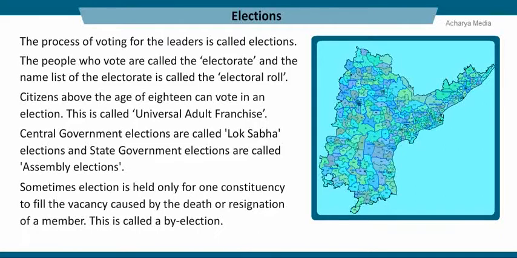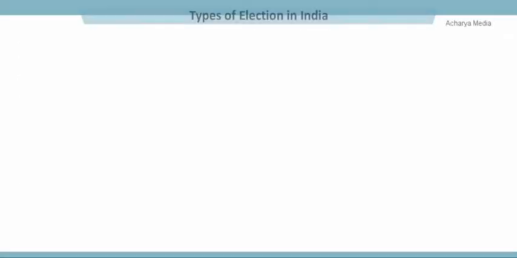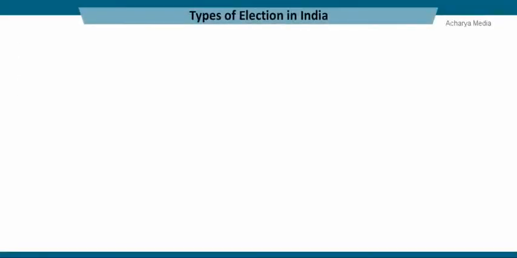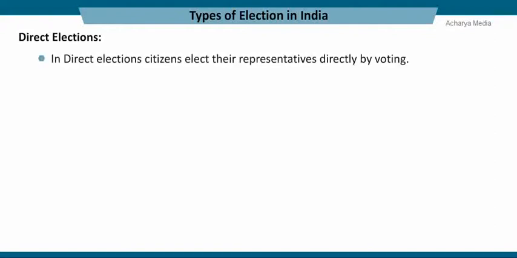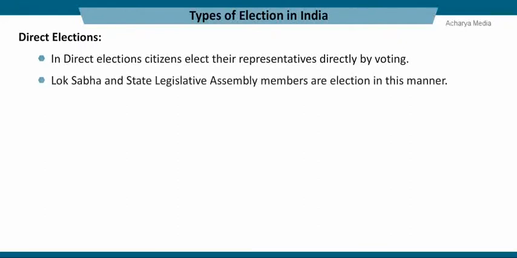In this topic, we will learn about the election process in India. Types of elections in India. Representatives of the government are elected through direct elections or indirect elections in India. Direct elections. In direct elections, citizens elect their representatives directly by voting. Lok Sabha and state legislative assembly members are elected in this manner.